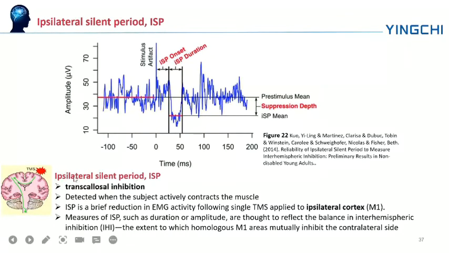So this ipsilateral silent period is similar to the CSP, for it is also detected when the subject actively contracts a muscle, and the single pulse TMS is applied to the ipsilateral cortex, as you can see here.